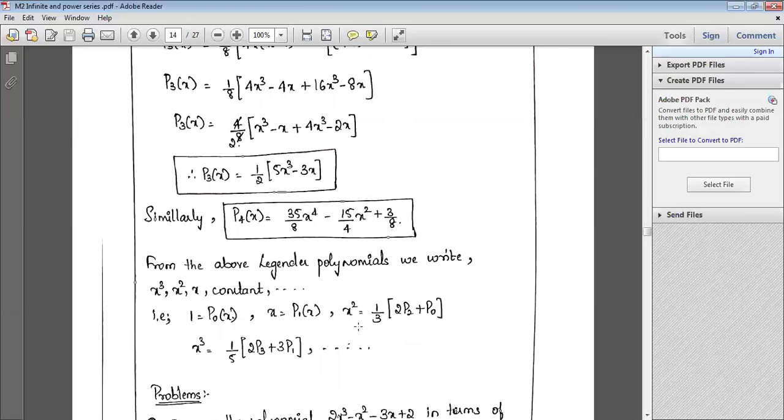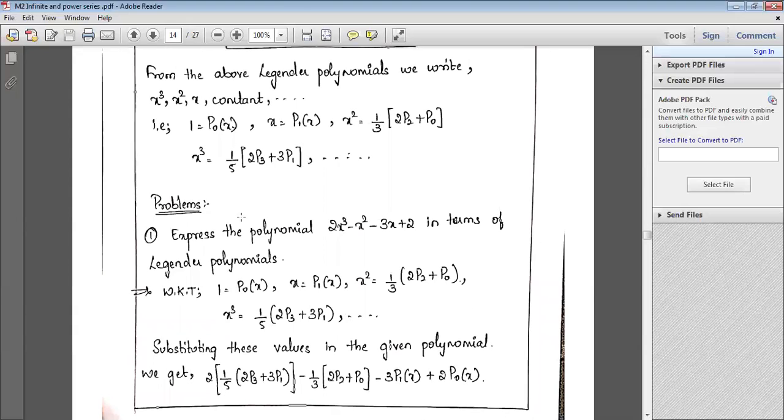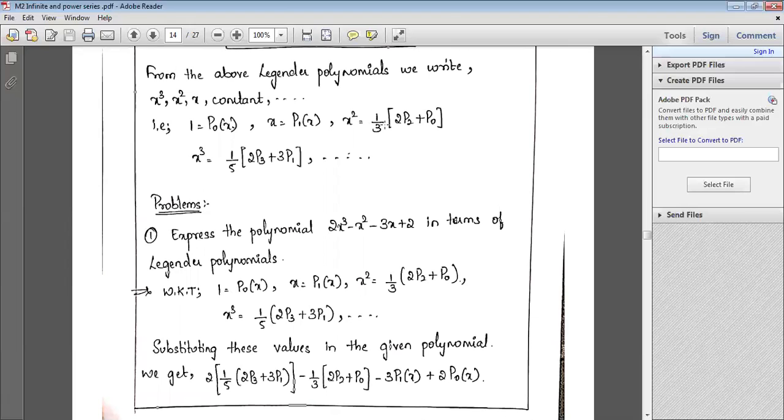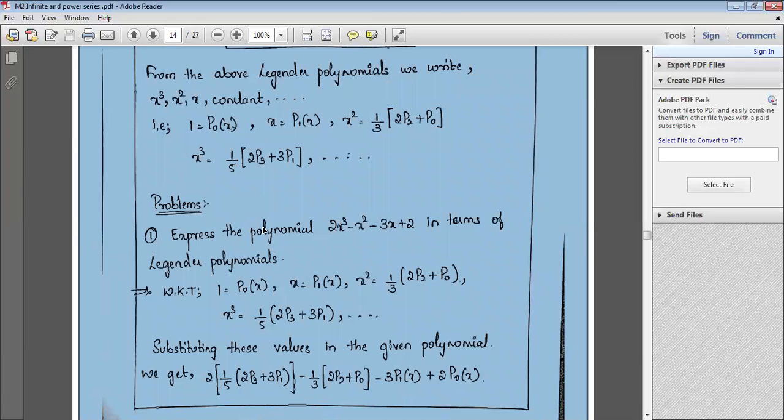From the above Legendre polynomials, we can substitute the values. What did you get? P naught of x is 1. P1 of x is x. And this x square can also be converted as P2 plus P naught, and x cube likewise. These are the values you should remember.